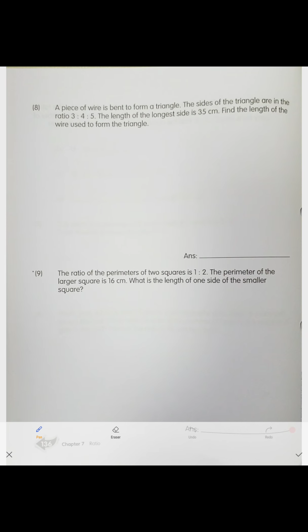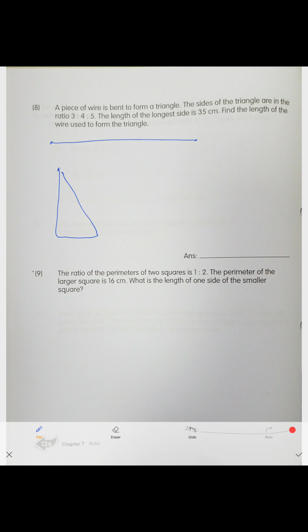Number 8. A piece of wire is bent to form a triangle. The sides of the triangle are in the ratio 3 to 4 to 5. The length of the longest side is 35. Find the length of the wire used to form the triangle. So you had a wire, and it was bent, kind of like this, for example.